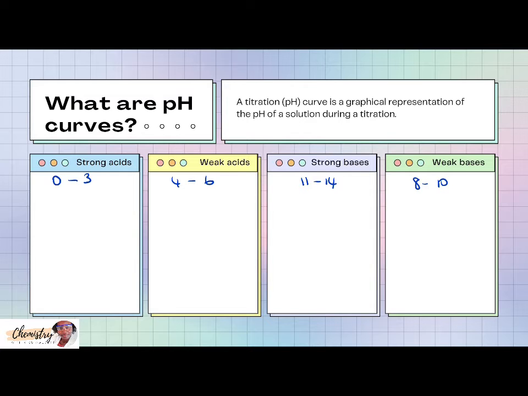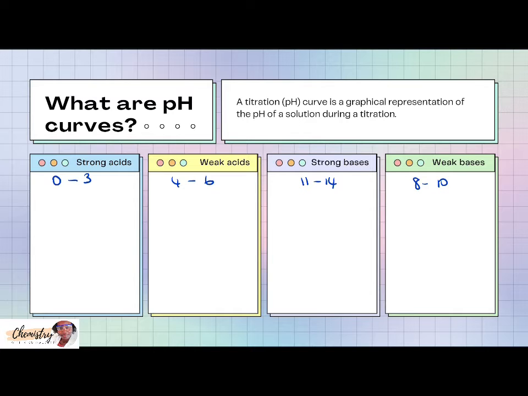I mentioned right below, so it could be 6.9. And I mentioned right above, so it could be 7.1. That would be a very, very, very weak alkaline. We really only take 7 as neutral. So anything above that would be a weak base.